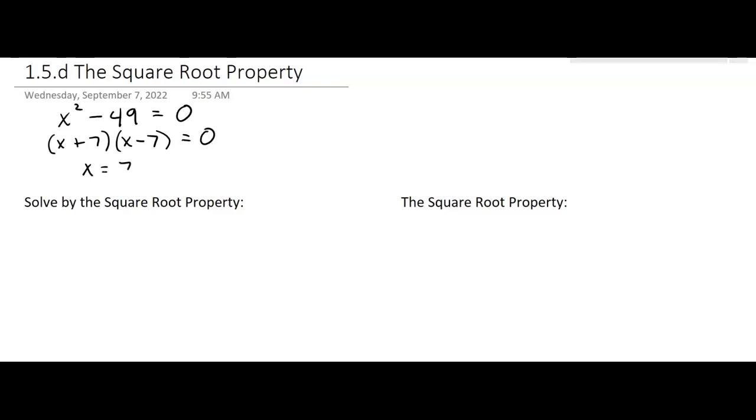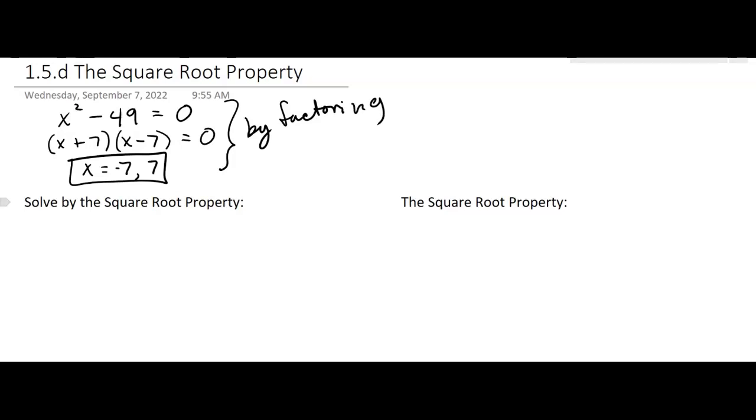x equals, well, I'll put the negative one first, negative 7 or 7. Okay, so you can think about that a little bit. But that would be solving by factoring. So this is by factoring. But we have another really good way to solve it, and it's called using the square root property.